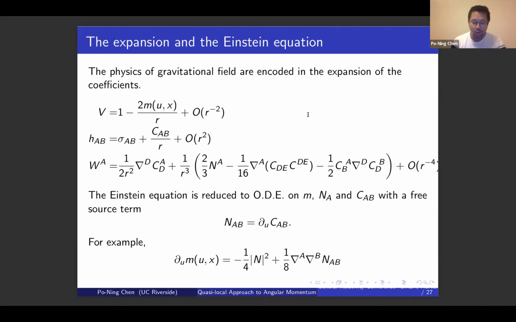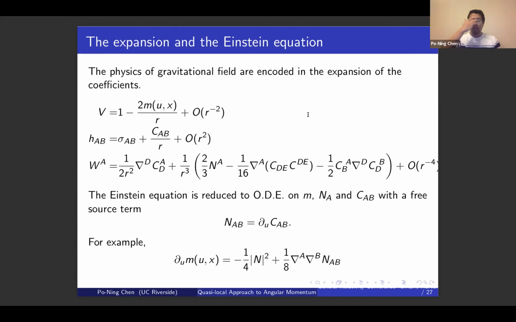So we'll assume that one has a power series expansion of the following form. V is 1 minus 2M over R plus lower order terms. M is the mass aspect. In the Schwarzschild case, of course, you get M to be constant. H_AB, starting with the standard metric on S², the next order term is C_AB over R, then lower order terms. W_A, you start with 1 over R squared, and there is an angular momentum aspect N_A embedded in the 1 over R cubed term.